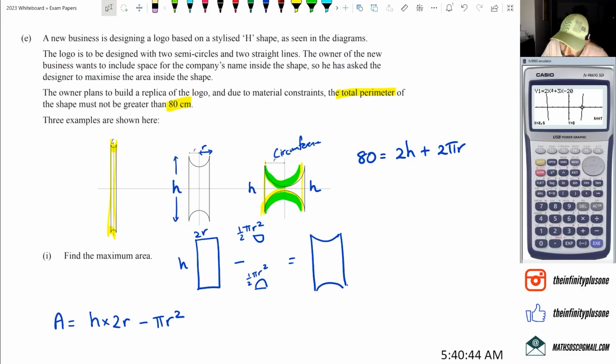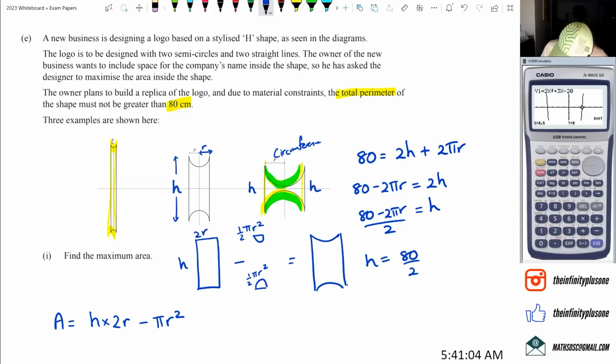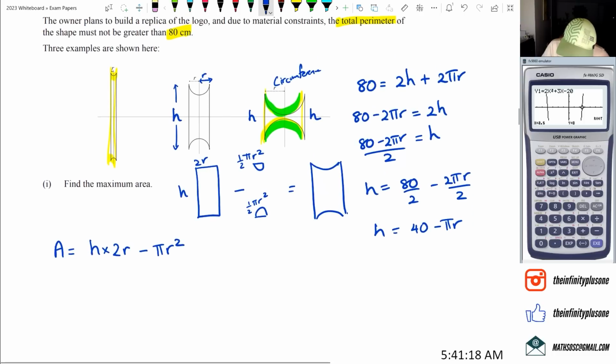With 80 equals 2h plus 2 pi r, I'm going to write h in terms of r. So 80 minus 2 pi r equals 2h. Then h is equal to 80 minus 2 pi r, divided by 2. I can rewrite this as 80 divided by 2 minus 2 pi r divided by 2. So h is equal to 40 minus pi r. Once I get h equals 40 minus pi r, I substitute h into my original area equation.